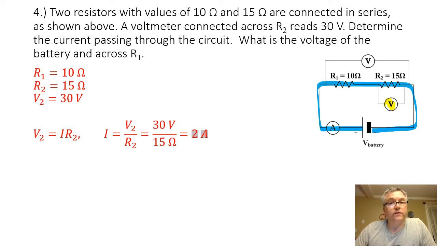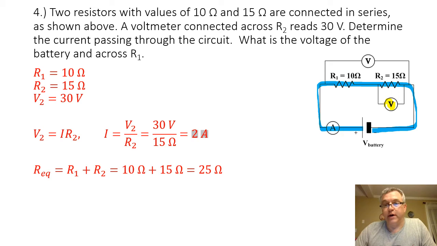The next thing they want us to find is the voltage across the battery. In order to find the voltage across the battery, I do need to know the equivalent resistance. And because this is a series circuit, the equivalent resistance is simply going to be the sum of the two resistors. 10 ohms plus 15 ohms is going to give me 25 ohms. And now that I know the equivalent resistance, I can use Ohm's law to calculate the voltage across the battery. So 2 amps times 25 ohms is going to give me 50 volts.